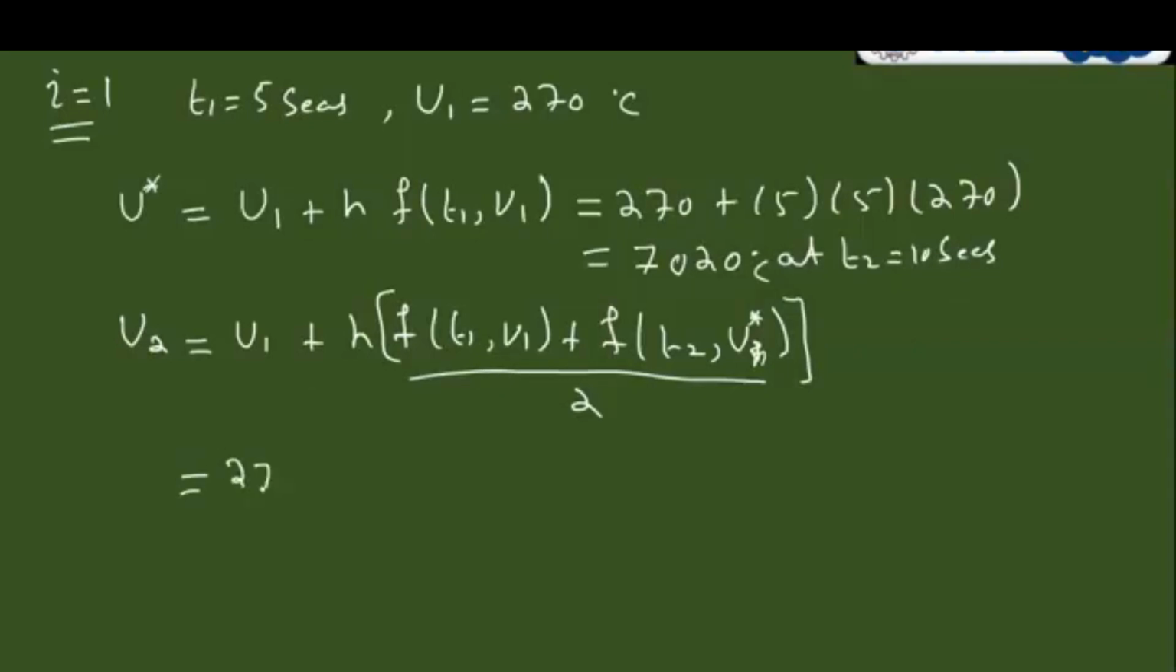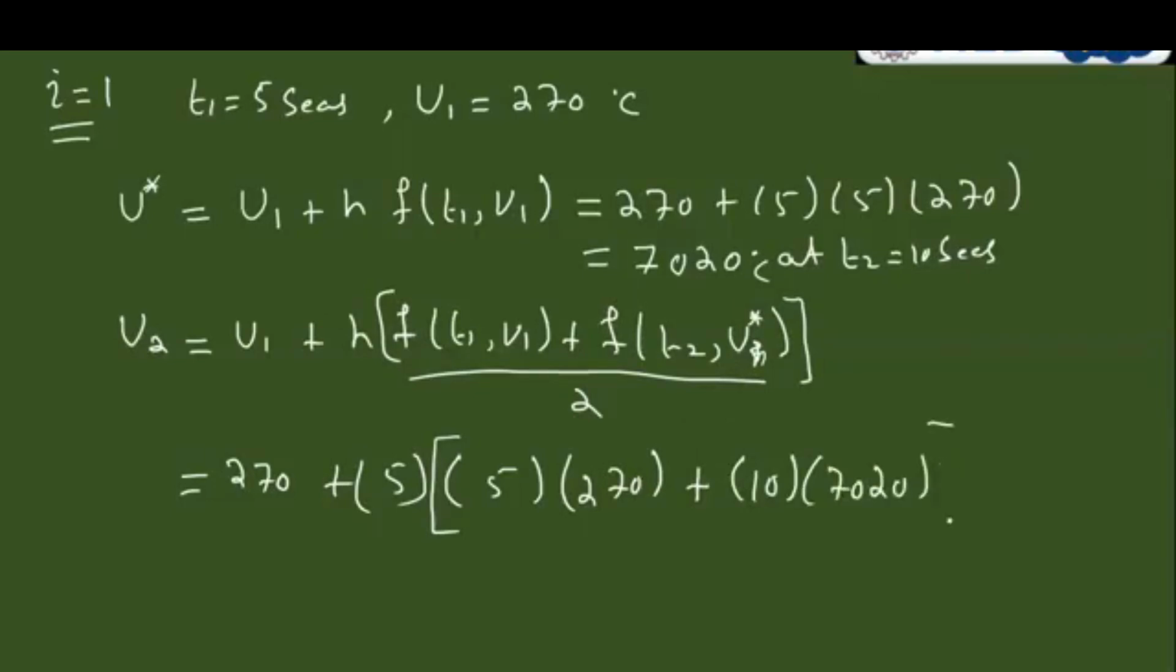u1 is 270 plus h is 5. We know that f is u times t, so it's t1 times u1. t1 is 5. u1 is 270 again, plus t2. t2 is 10 seconds and u2 star. We have just computed u2 star. It's a very huge reading, but we are not interested in the exactness of the solution. We are interested in the process of computation. So this, divided by 2. So this is equal to 270. Let me write down the final answer directly, but you understand we just need a calculator to compute these quantities. So let me compute for you.